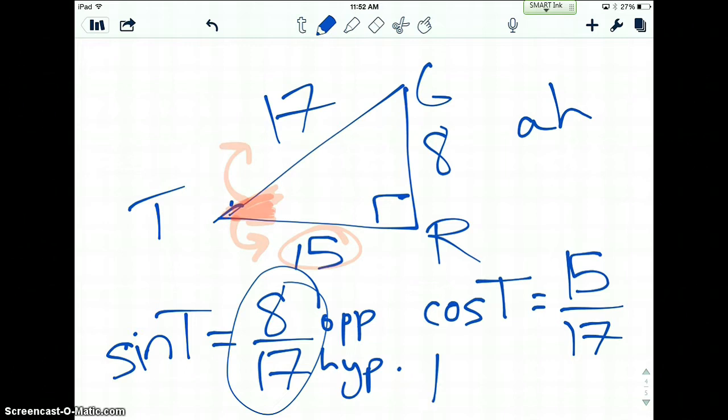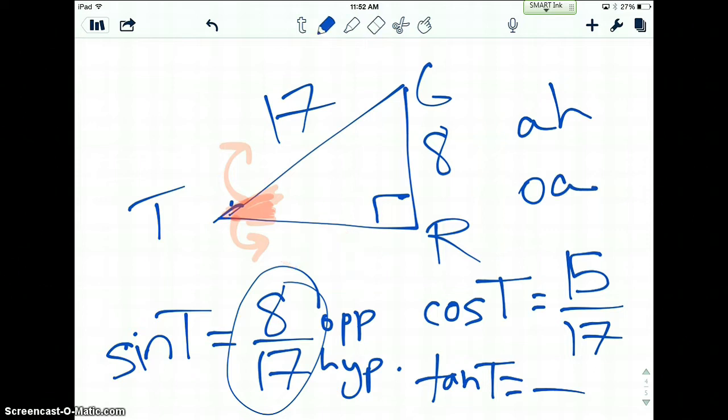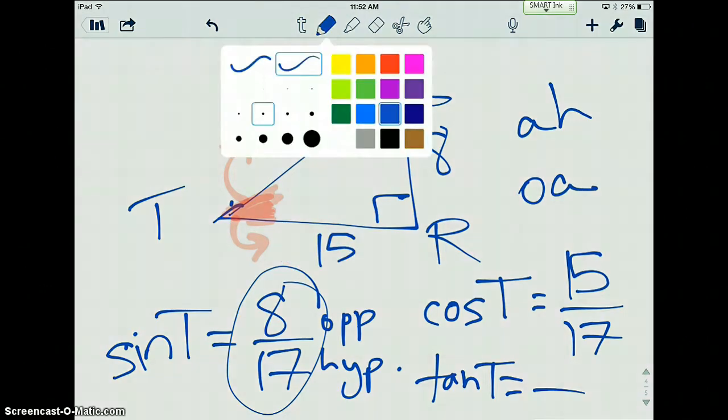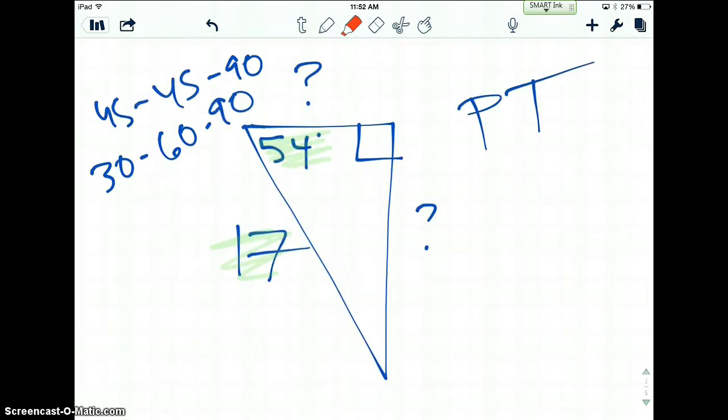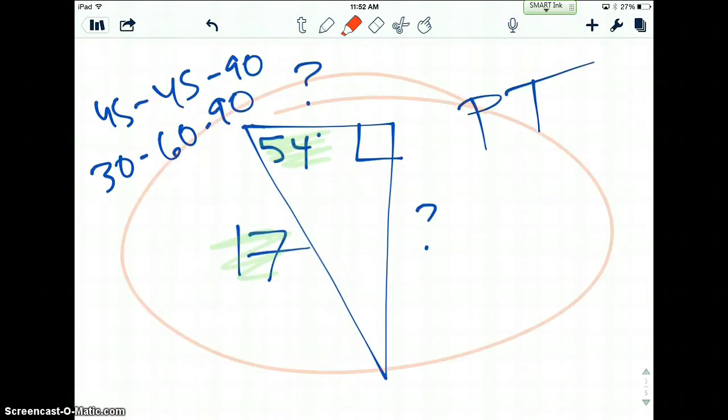And then the last one, tangent of T is equal to, and tangent is TOA, opposite over adjacent. So if I go to the opposite side of angle T, that is 8 over the adjacent side, which is 15. You might say, what are we doing? We're preparing to solve for when we have triangles that are like this. Okay, we're prepping for this.